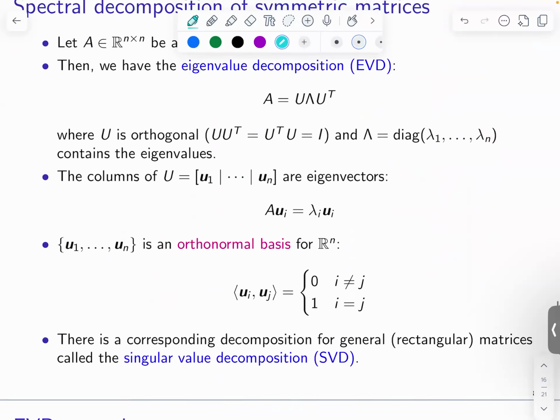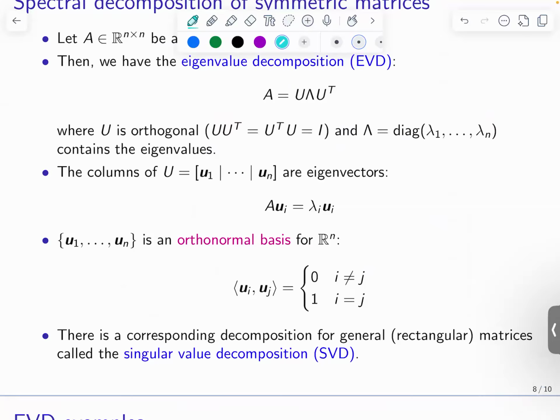So this is just summarizing what I mentioned. These are the eigenvectors, and the eigenvectors are the columns of U, and then the diagonal elements of lambda are the eigenvalues. The inner product of the columns is either 1 or 0. If they're the same, it just tells you that the norm is 1. If they're different, it just tells you that the different columns are orthogonal. So this would form an orthonormal basis.